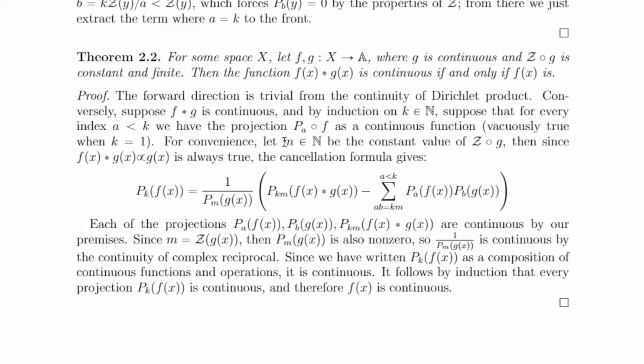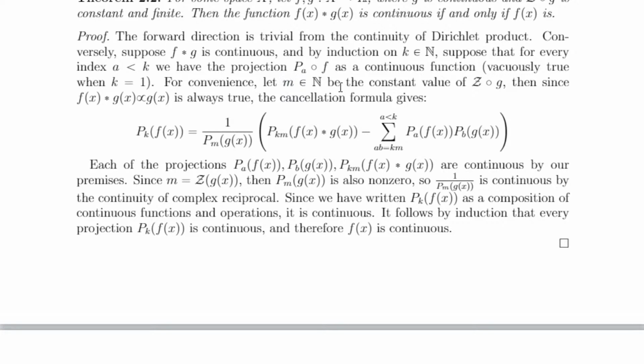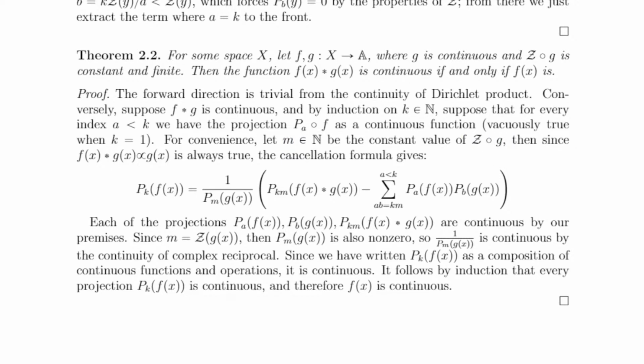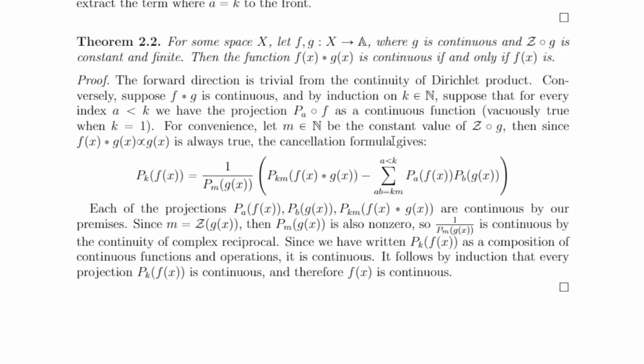For convenience, we're going to use this m as a placeholder number. That's the constant value of z of g. So one of our premises on g is that g is continuous, and also the z value is constant and finite. So we're saying let m be the constant finite value of z composed with g. So that's our placeholder.